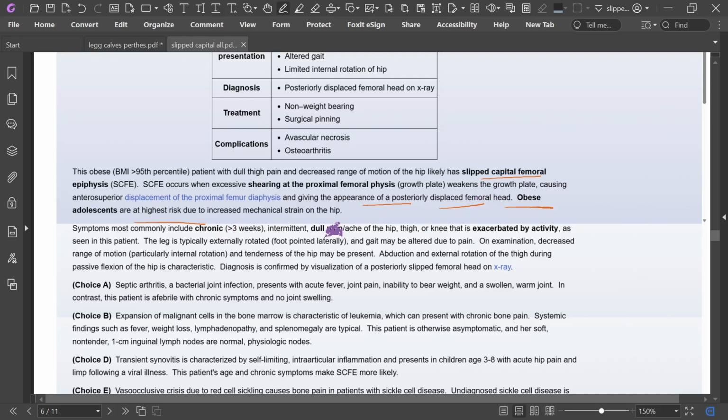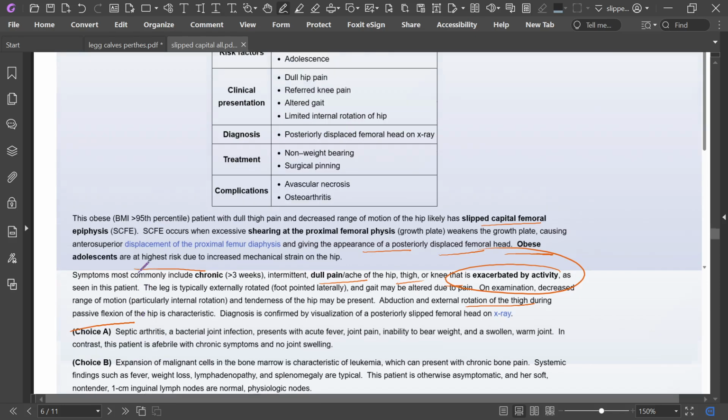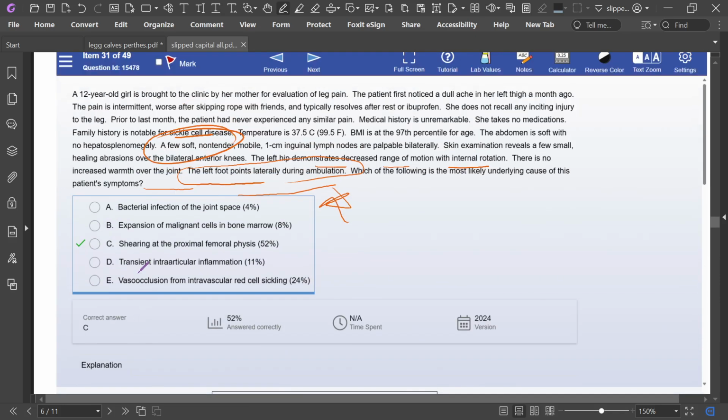So there is dull pain, an ache in the hip and thigh, exaggerated by activity. Abduction and external rotation of the thigh during passive flexion of the hip is the characteristic finding. Diagnosis is confirmed by the posteriorly slipped capital femoral epiphysis on X-ray.